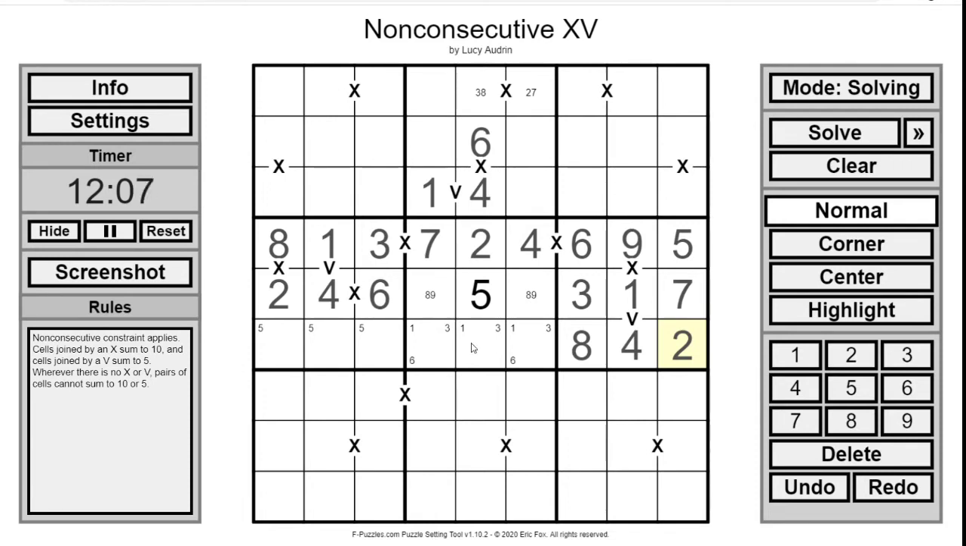So we got 1, 3, 6 left here. What else is left? Well, neither of these can be 5. That's really clever use of the non-consecutive right there. And then we've got 7 left to place in this box, so it must be here. And 9 left to place.